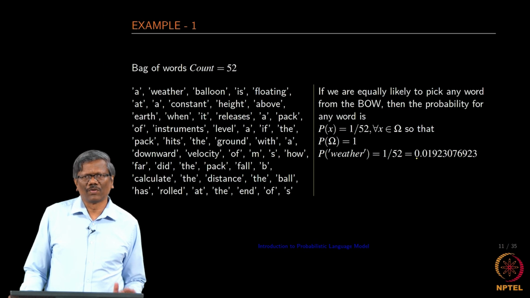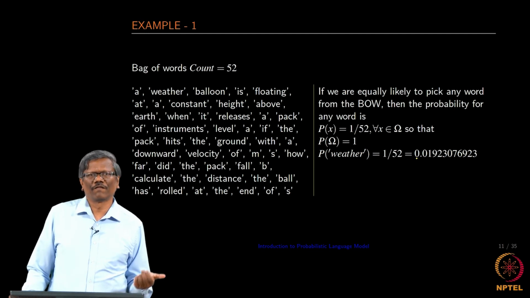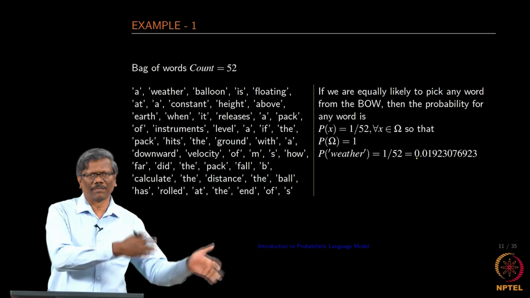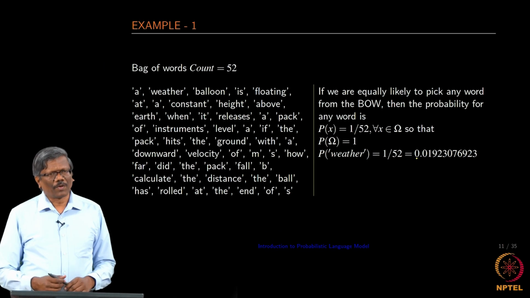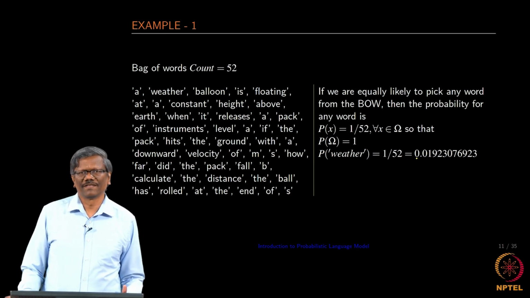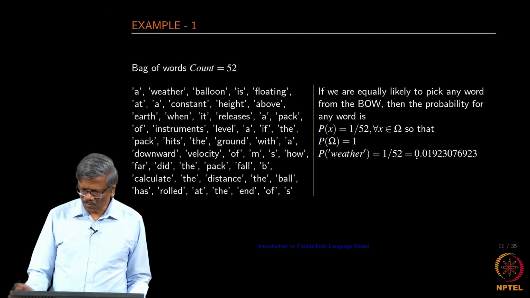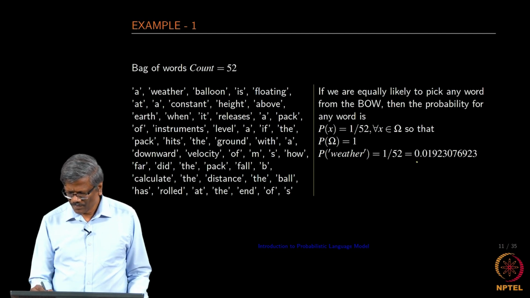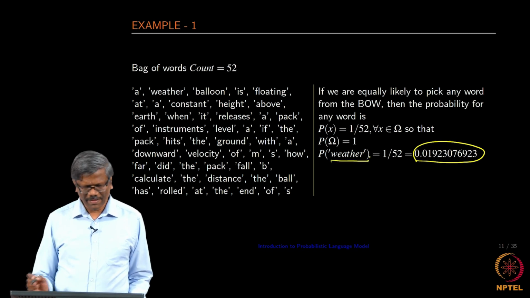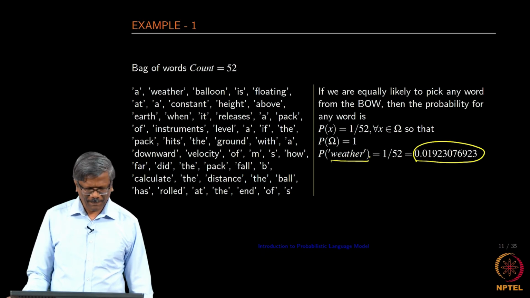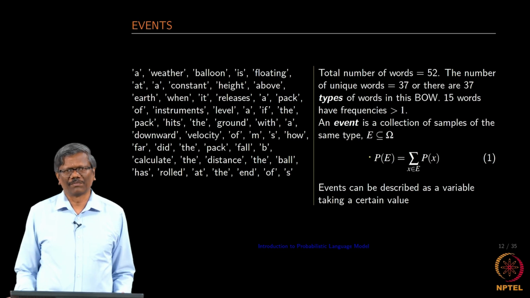Okay. So, now let us take an example. We have the bag of words count as 52. If you want to pick a word from this, any word, assuming that they are all put in a bag, and then you just want to pick one word, then the probability of picking any word in this is 1 by 52, which is approximately 0.01. Okay, so this is the fraction that we have for the word whether or any other word that you will find here.